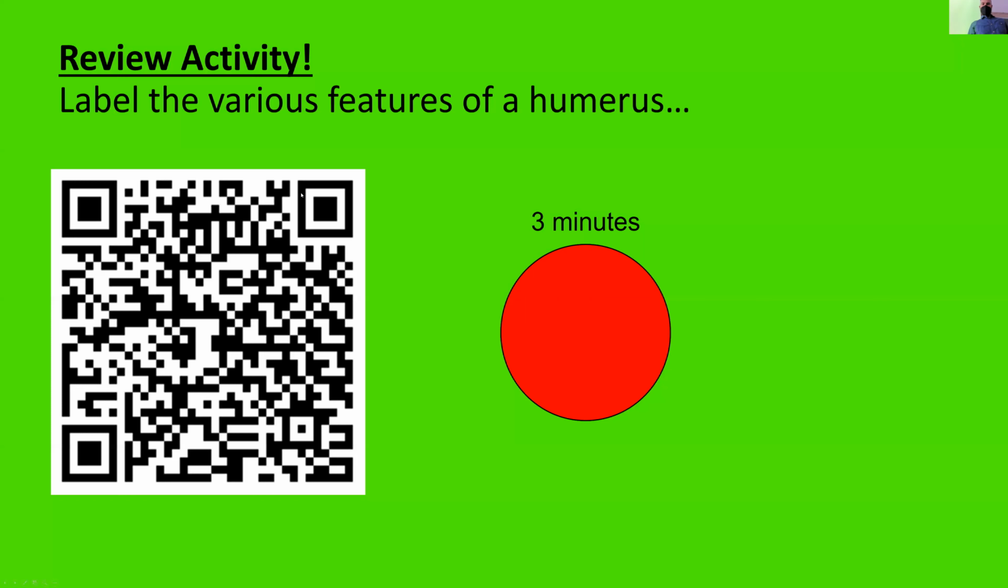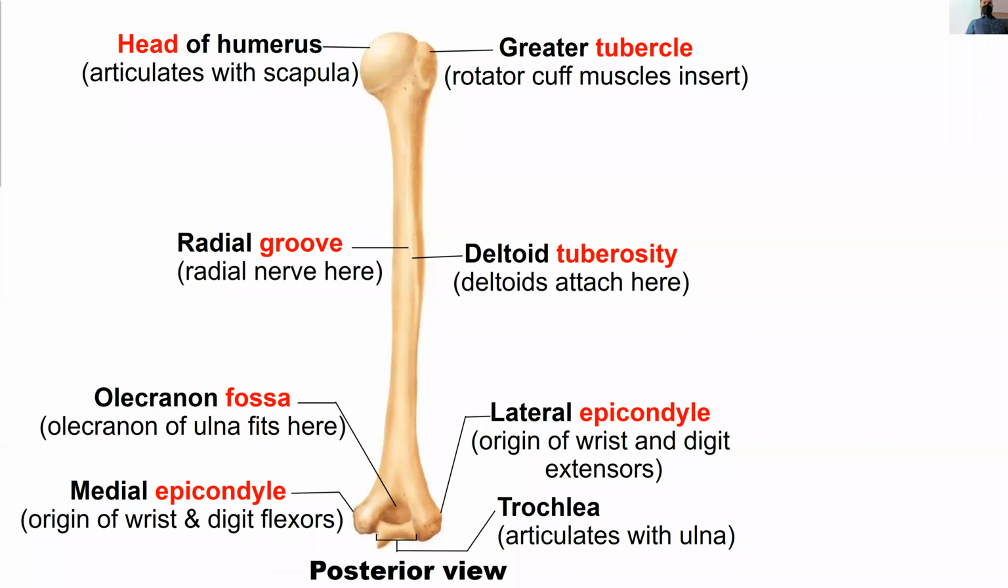There we go. So you should have something that looks like this from the posterior view. You have the head of the humerus, the greater tubercle, the radial groove, the deltoid tuberosity, which is this kind of rough spot right here. It's an important attachment point for your deltoid. Sorry, I got that mixed up. The deltoid is a big muscle over your shoulder, and so it attaches at this tuberosity here.